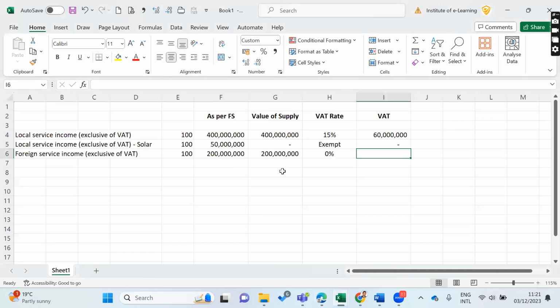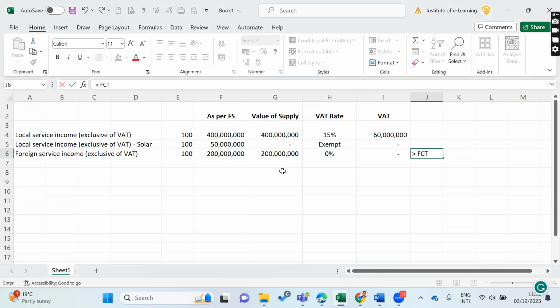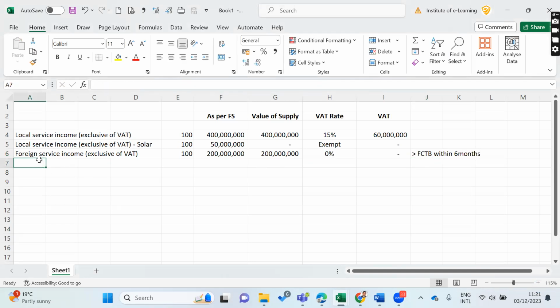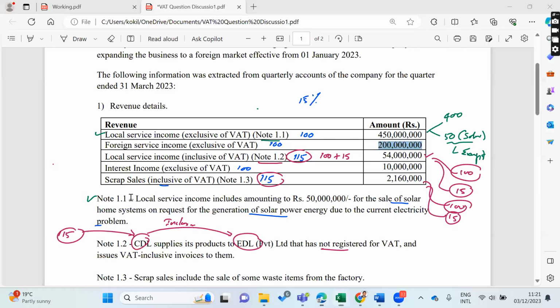0%, right? Then you will end up with VAT 0 because you can enjoy the 0%, subject to whether you are getting foreign currency through a bank within 6 months, right? If you are getting foreign currency through a bank within 6 months, yes, you can enjoy this 0% benefit, right? Assuming that I am getting 0% here, right?